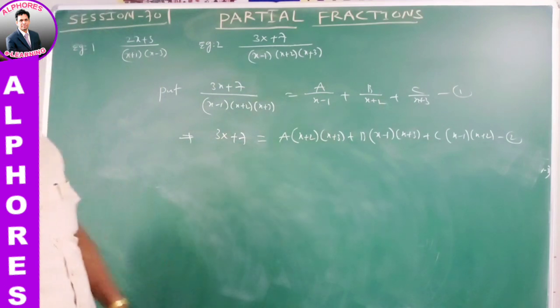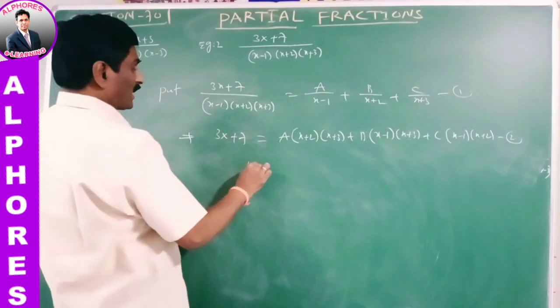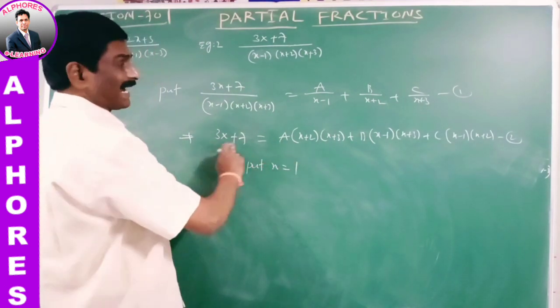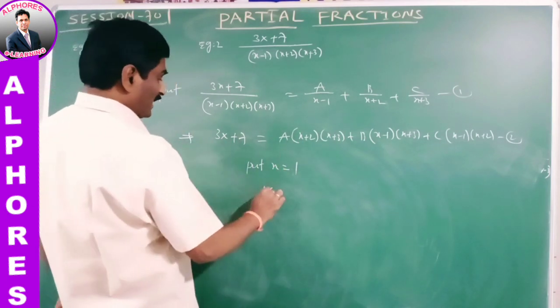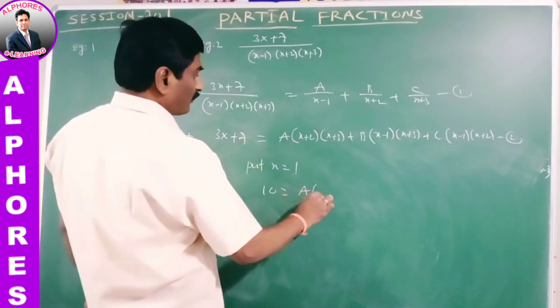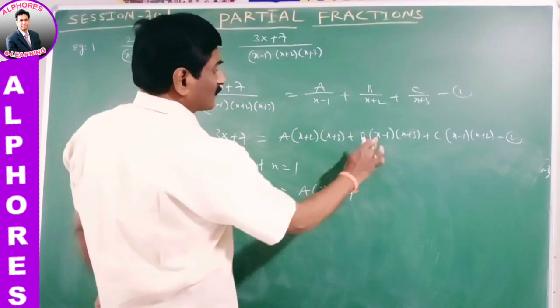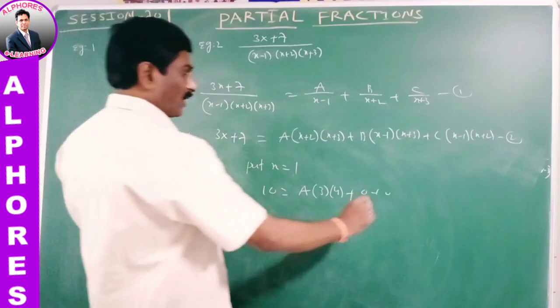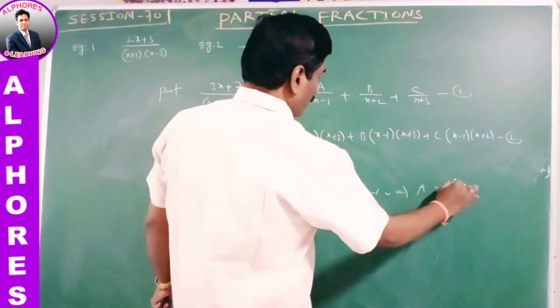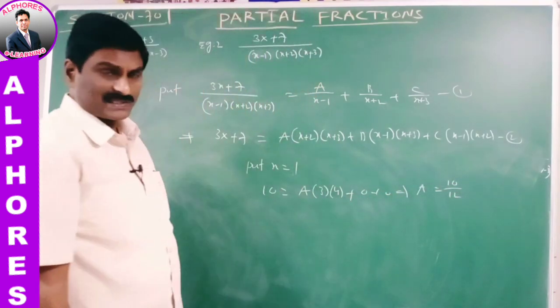First we find A, B, C. For getting A, put x is equal to what is the value? 1. In this equation we get the result A. Please observe this value. Put x is equal to 1 in this equation: 10 is equal to A of 3 into 4, plus 1 minus 1 is 0, plus 0. That means A is equal to 10 by 12, that means 5 by 6.